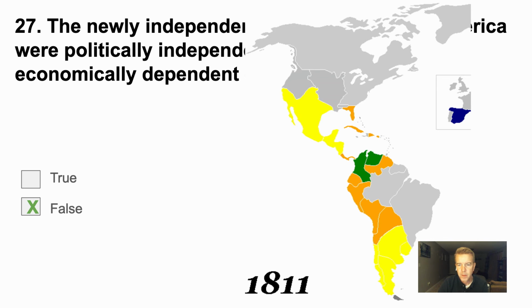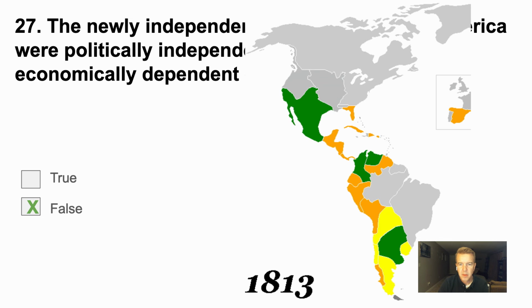So moving from viceroyalties to independence to 1812. Remember, we're involved in a war with England. I'm going to let this play out. Notice that already at this time period, Haiti is an independent country.